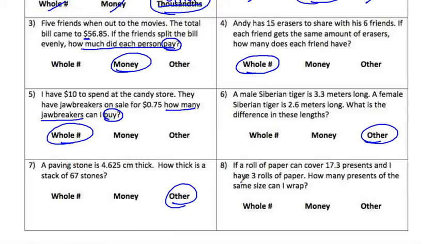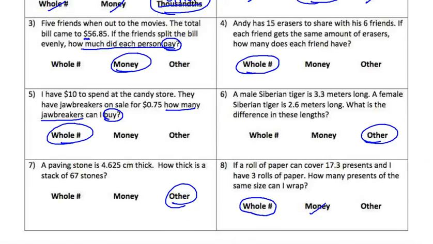And number 8, if a roll of paper can cover 17.3 presents and I have 3 rolls of paper, how many presents of the same size can I wrap? Now, this one I'm wrapping presents. It's not money. Now I have to decide, do I need to wrap whole presents or can I wrap parts of presents? I need to wrap whole presents. I don't think for your birthday that you only want one side of your present covered so that you can see the rest of it. You need to make sure you cover the whole present with paper.